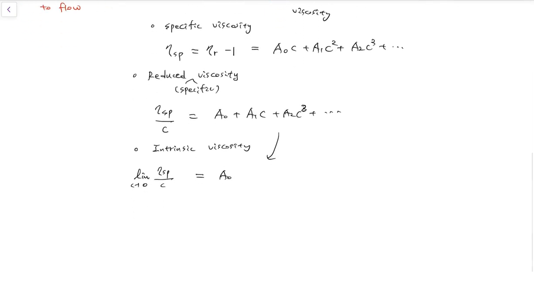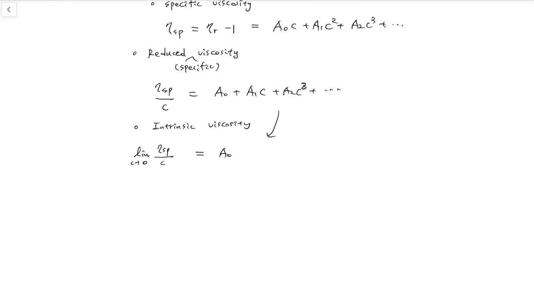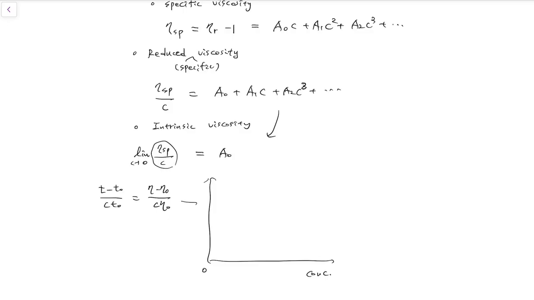So what you need to do experimentally is very simple. You plot, with concentration on the x-axis, and on the y-axis this number, which is actually (T minus T0) over C T0, which can be experimentally measured. You plot it as the y-axis. Then what you will get is this kind of data.